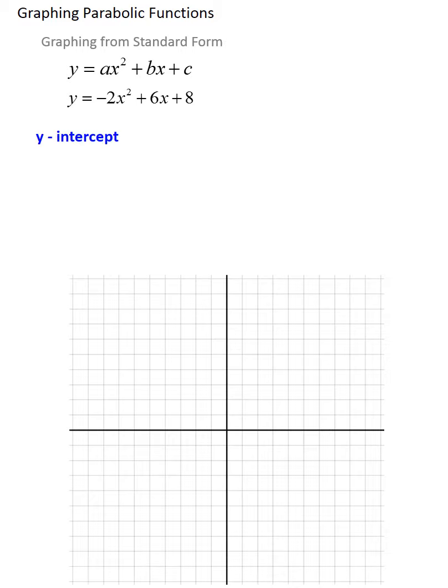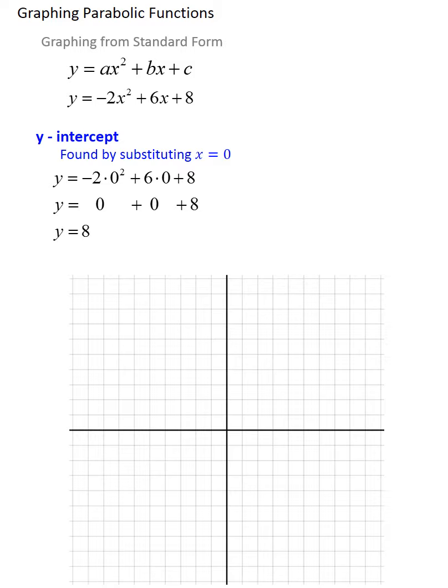Let's start with the y-intercept. The y-intercept is always found by substituting x equals 0. And this may seem strange or backwards, but think of it this way. Doesn't every point on the y-axis have an x-coordinate of 0? And that's the logic here, why we do this. Nonetheless, plugging in 0 to the original problem and doing all the algebra gives me a value of 8. And that tells me my y-intercept is at 8.